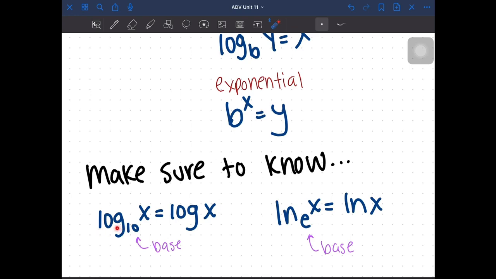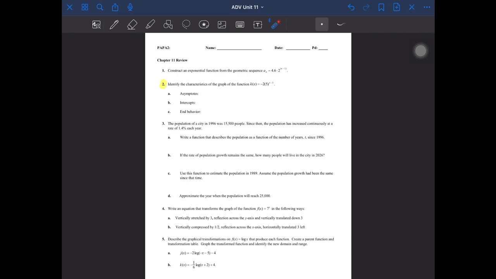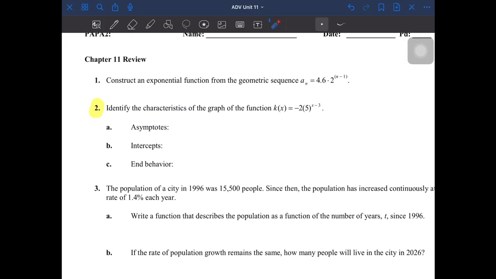I think it's the fourth button up from the on button. Just make sure you know those, okay? Now, a couple other things too. Identify the characteristics of a graph based on this function.